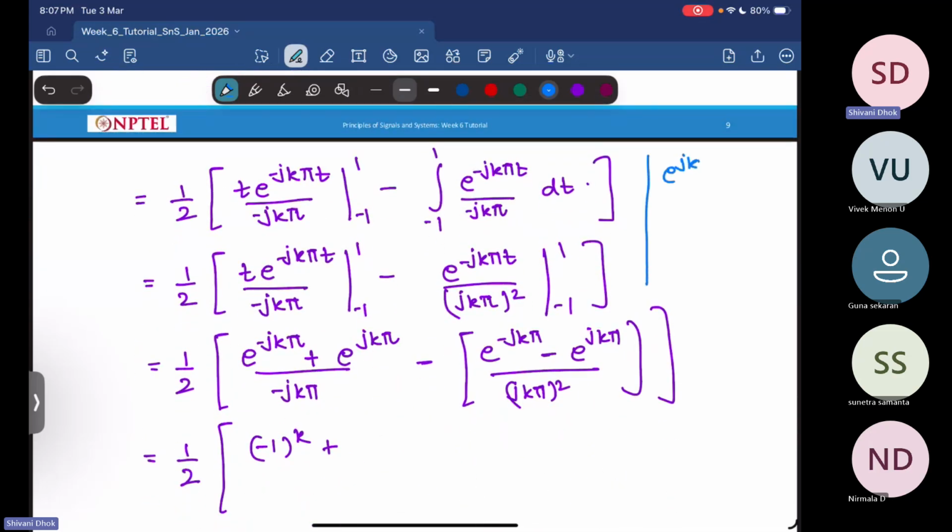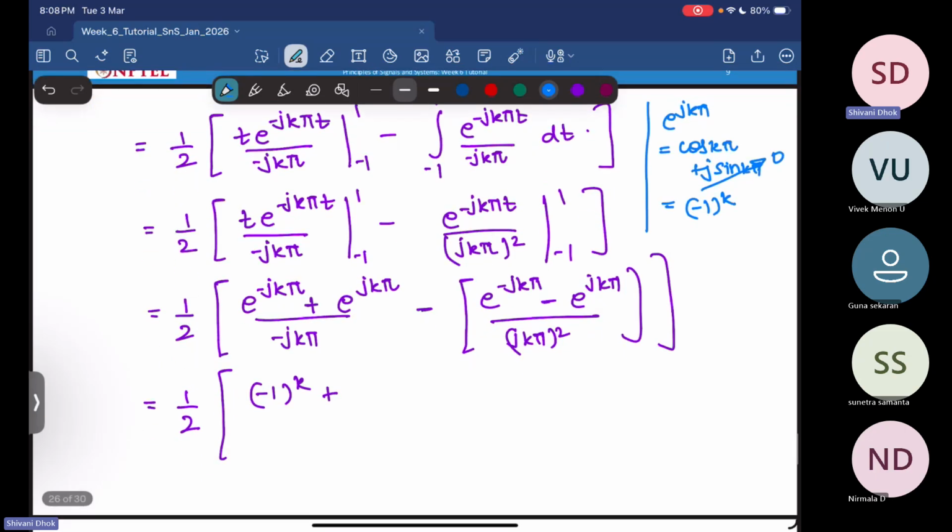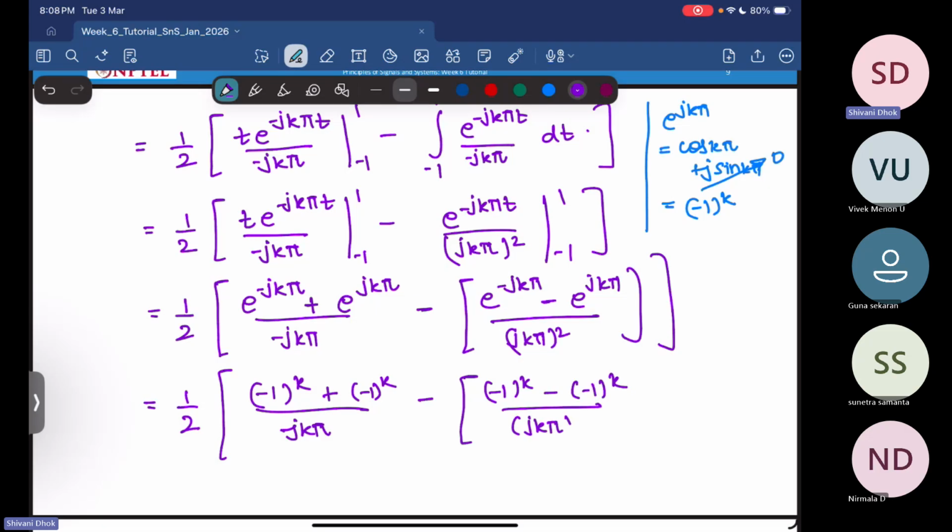Again, e power j k pi, I can write it as cos of k pi plus j times sine k pi. The sine term goes to 0, and I have cos of k pi. Cos of k pi is 1 when k is even and minus 1 when k is odd, so this is equal to minus 1 to the power k. So this is equal to minus 1 to the power k upon minus j k pi, minus minus 1 to the power k minus of minus 1 to the power k upon (j k pi) whole square.